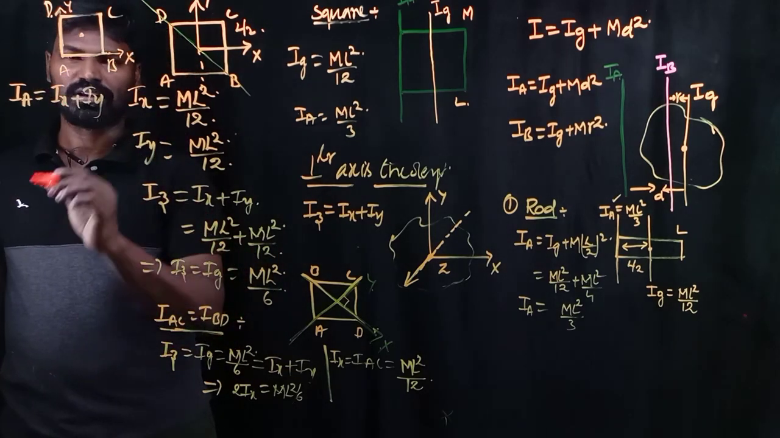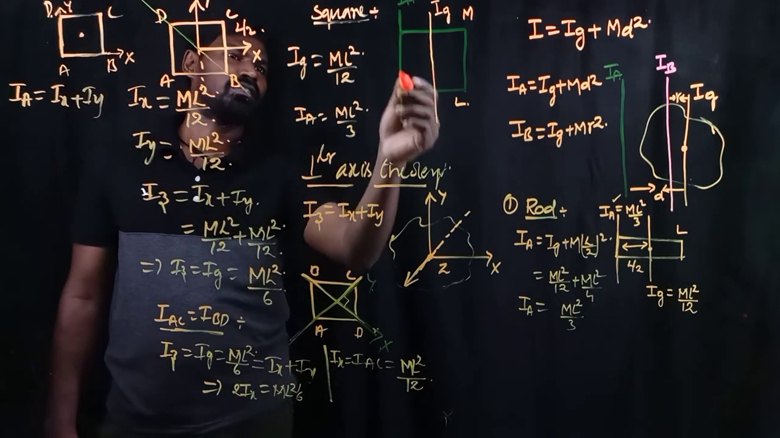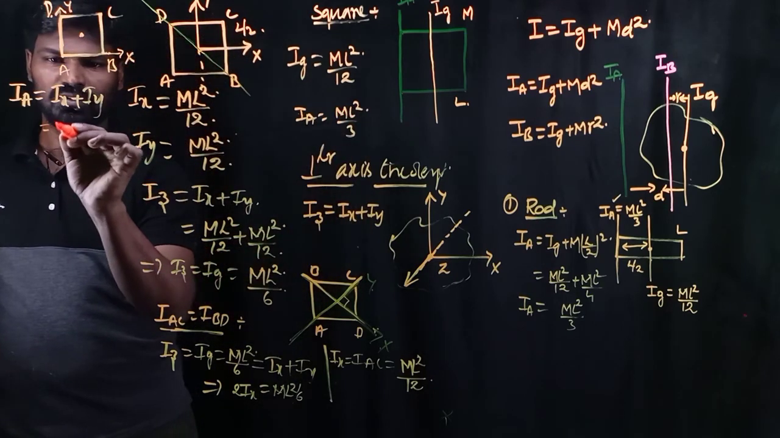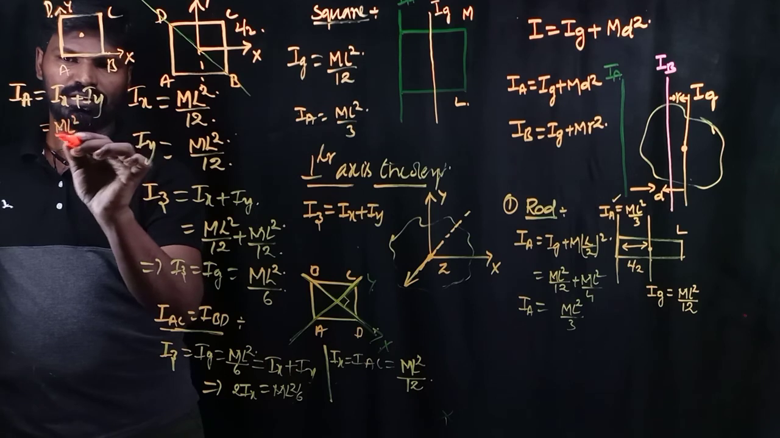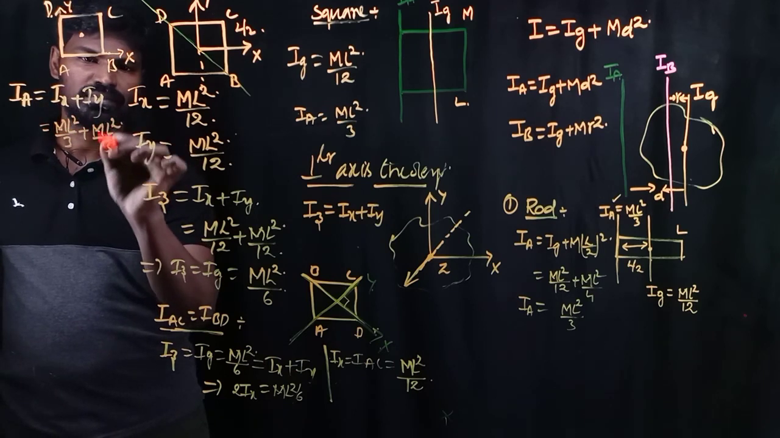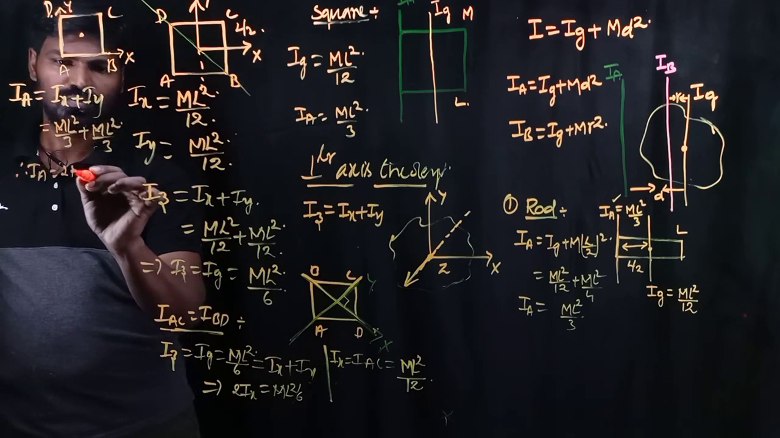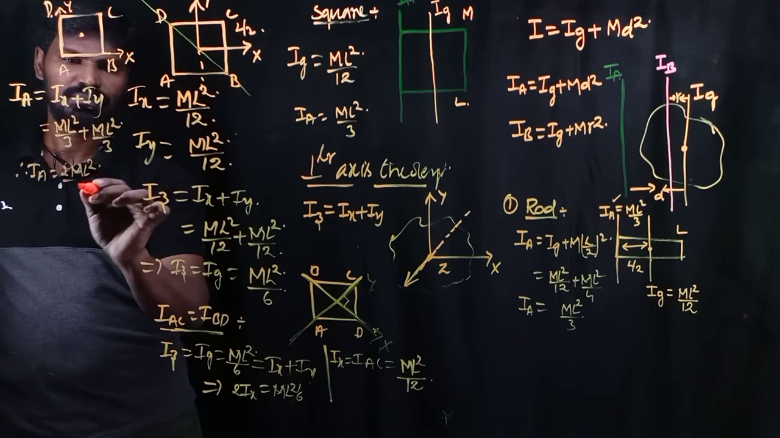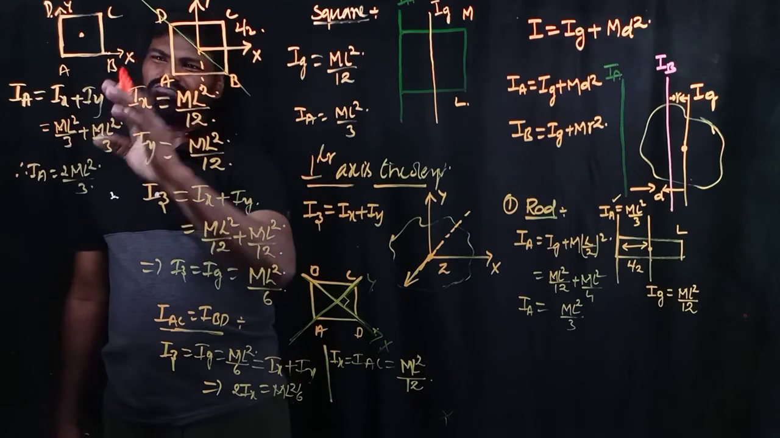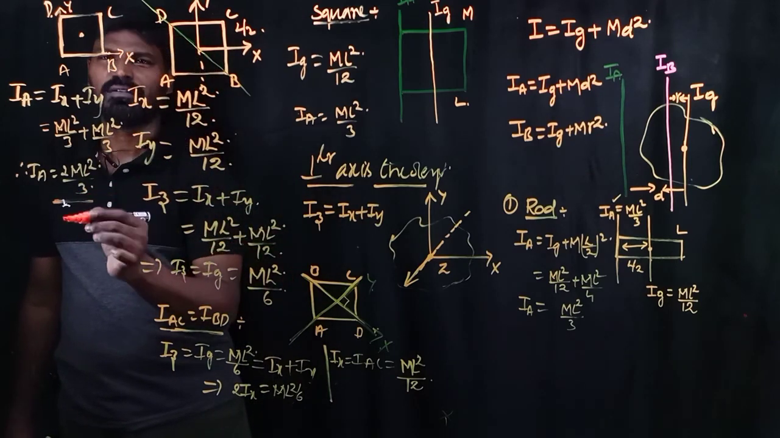So therefore I_A is equal to Ix plus Iy. Already you know with respect to one of its ends, the moment of inertia is ml square divided by 3 only. That is equal to ml square divided by 3 plus ml square divided by 3. Therefore I_A is equal to 2 ml square divided by 3. So this is how, by applying the perpendicular axis theorem, check whether this is correct or not by applying like this.